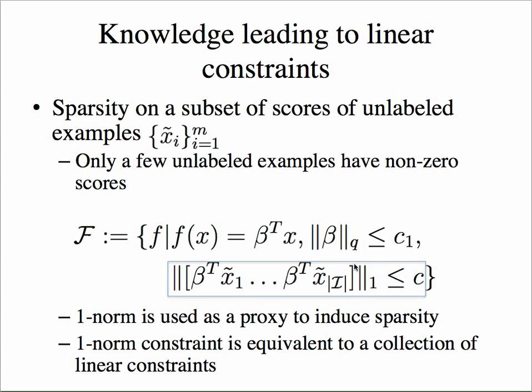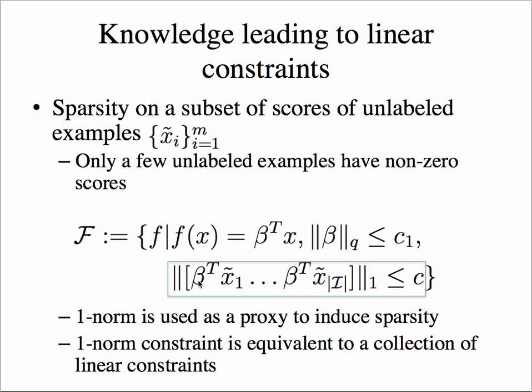A third type of scenario is as follows. In this case, we may have sparsity-like knowledge on the subset of scores of unlabeled examples. That is, we may know that only a few unlabeled examples have non-zero scores. In this case, we can have an L1 norm constraint on this specific subset of unlabeled example scores.